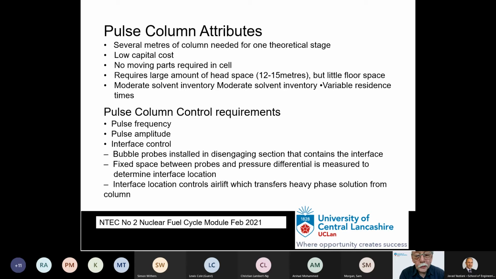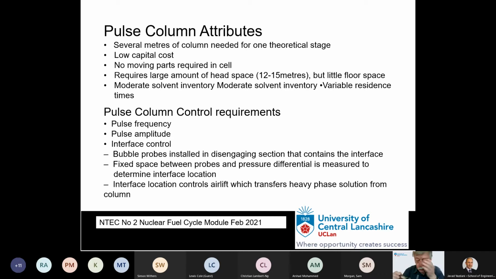Low capital cost, probably equivalent capital cost to a mixer settler, as it says there. That's the important one, number 3 bullet point there: no moving parts. That's important for the time being, and probably even in the future. Although in the next contactor you will see that's slightly different. Well, significantly different. Requires large amount of head space, 12 to 15 meters, but little floor space.